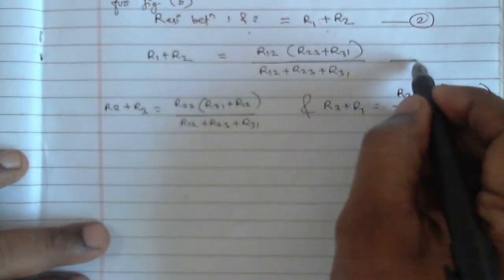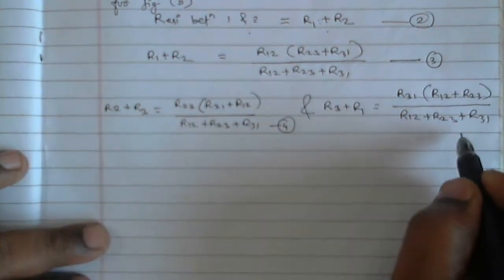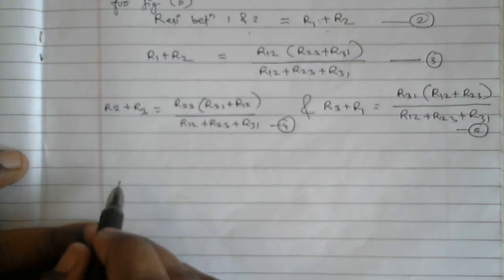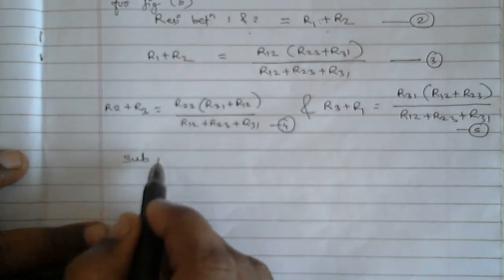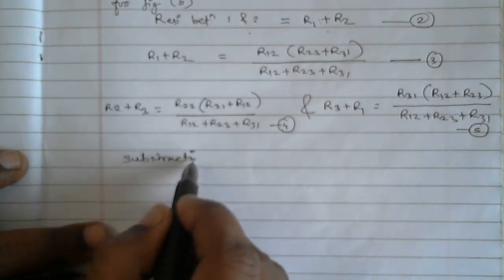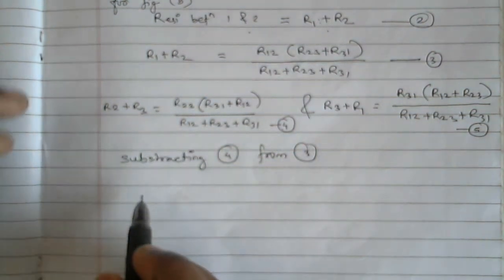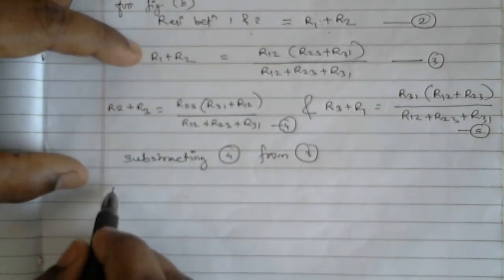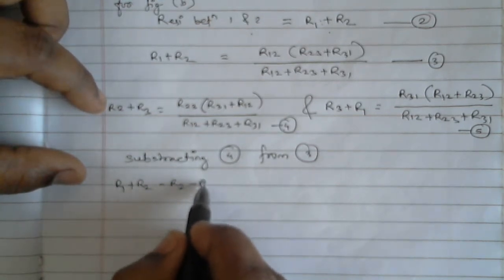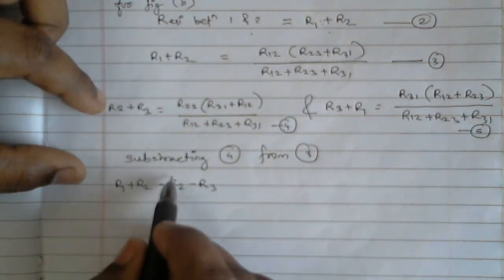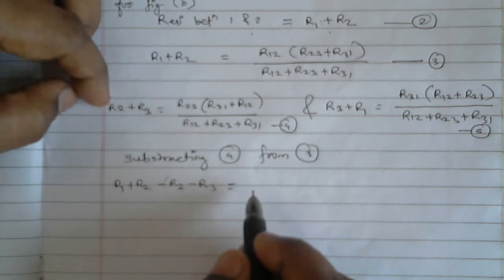Now what I will do, I will call this equation as 1, 2, 3, this as 4 and this as 5. Now we will subtract 4 from 3. Subtracting 4 from 3, what will happen? R1 plus R2 minus R2 minus R3, right? Because it will be having a bracket, so plus will become minus, equal to subtraction on the right hand side.